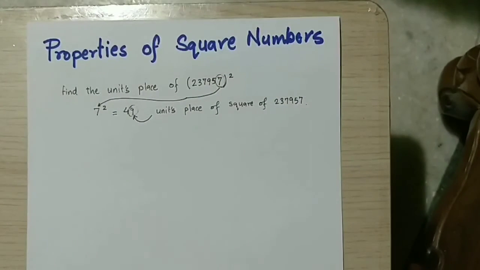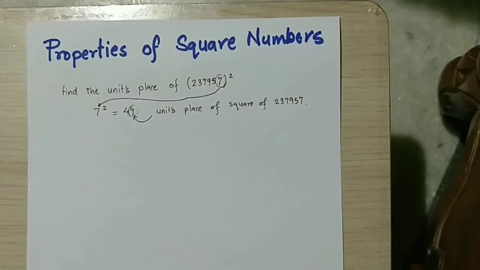One more important thing is that you should know which numbers are not perfect squares, or how you can identify those numbers. I already told you the numbers that end with 2, 3, 7 or 8 at the units place are not perfect squares.